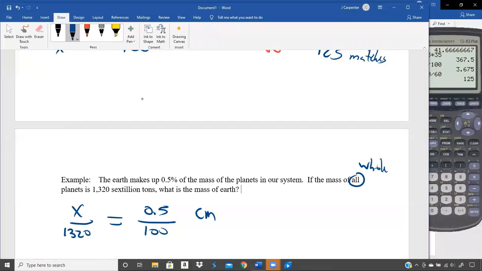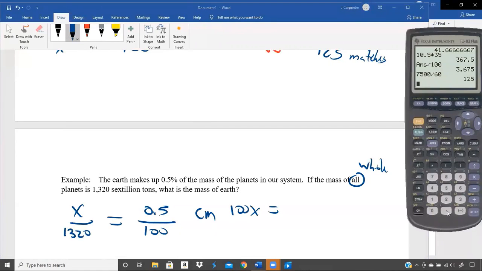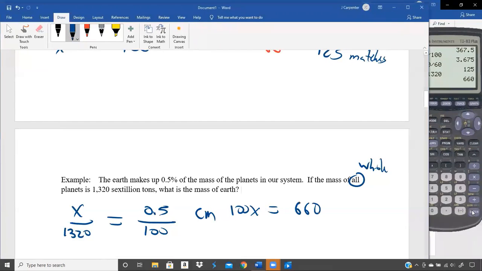We're then going to cross multiply. So we take our 100 times our x. We take our 0.5 times our 1320. So we're going to do 0.5 times 1320, which is just half of 1320, and that's 660. And then we're going to divide both sides by 100. And that will give us our answer of x is equal to, well, anything divided by 100, again, just moves its decimal left twice. If you need to show the calculation, go for it. But that would be 6.60.